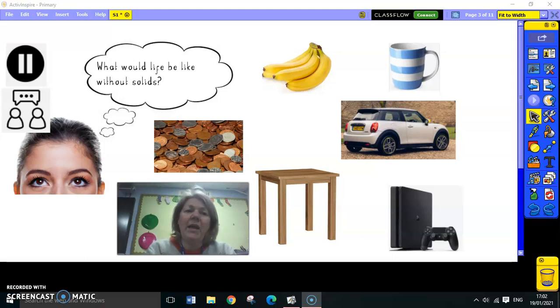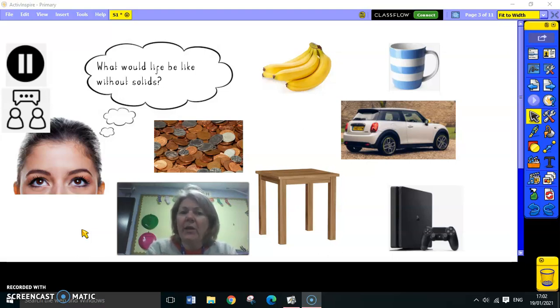What would life be like without any solid objects, any solids? What would life be like? So have a little pause now, have a little bit of a chat, a little bit of a discussion, and then come back and we'll move on. Right, well, thank you for having a little bit of a chat.